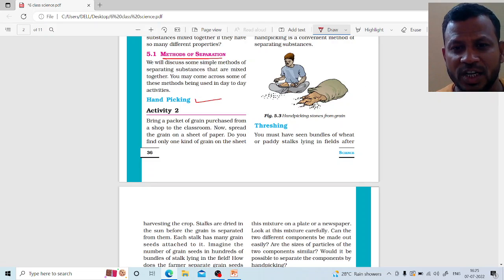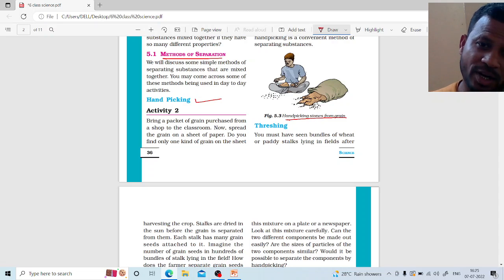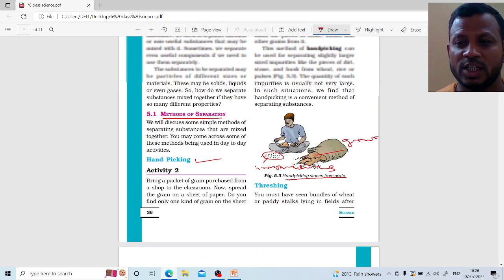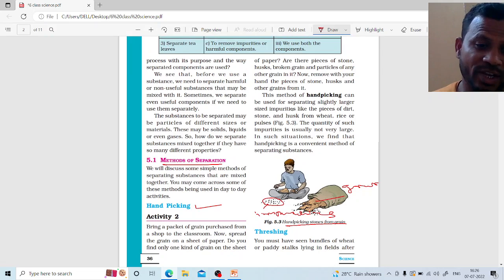See this picture here: hand picking stones from the grains. I just told you this example. Before cooking, our mom separates the waste materials or impurities from the cooking material. These are the waste materials or impurities, separated from the grains. This is the grain. This is known as hand picking. Why do we call it hand picking? Because it is done by hand.